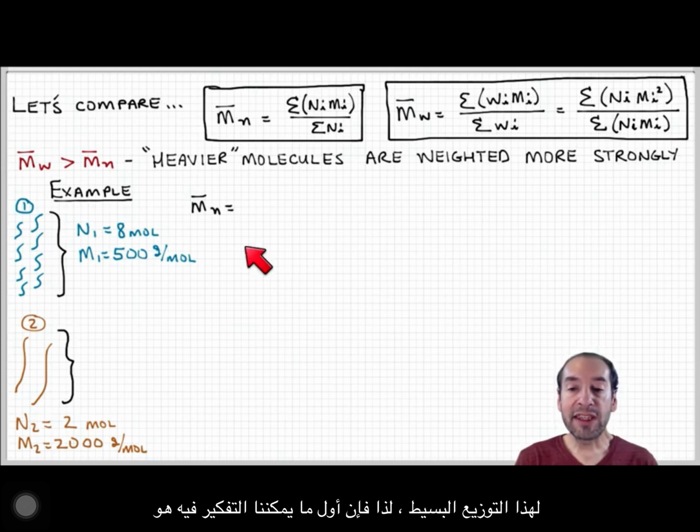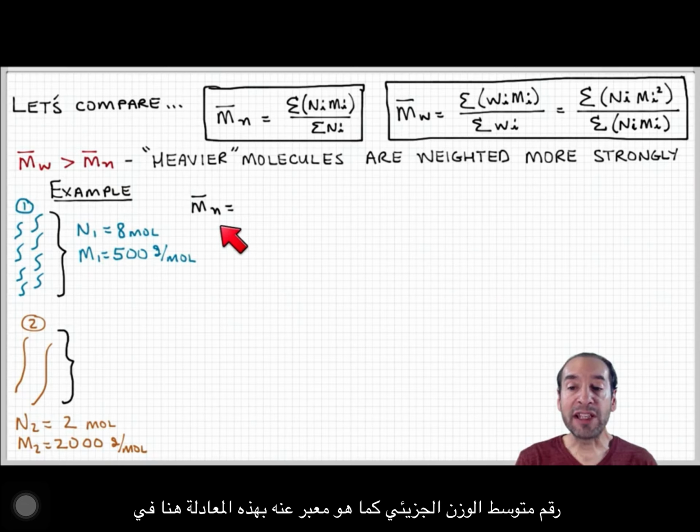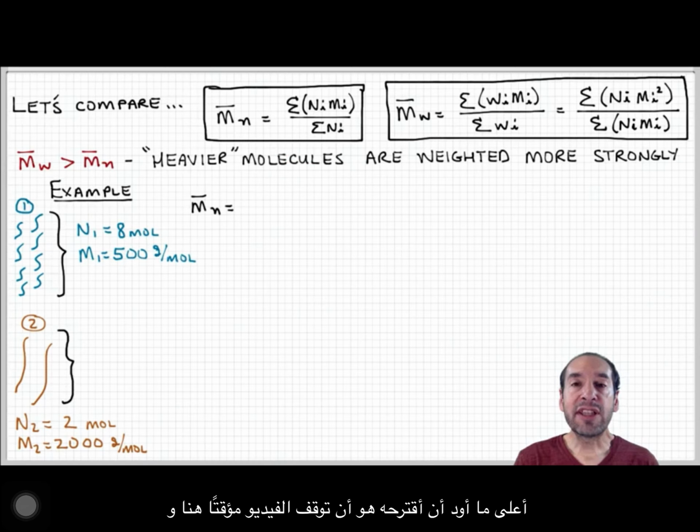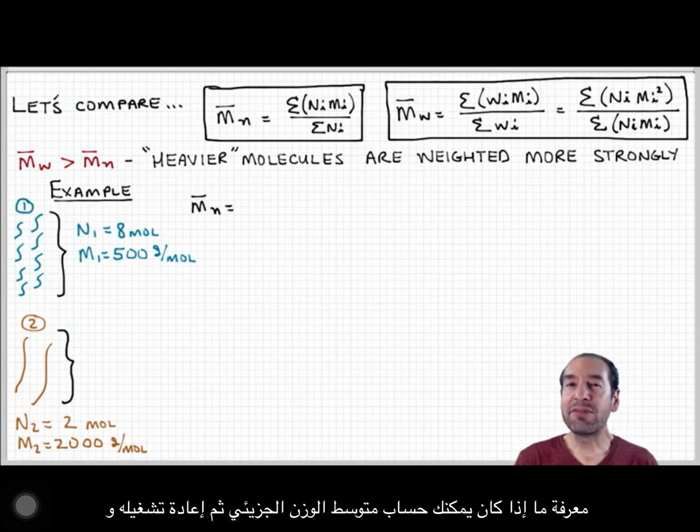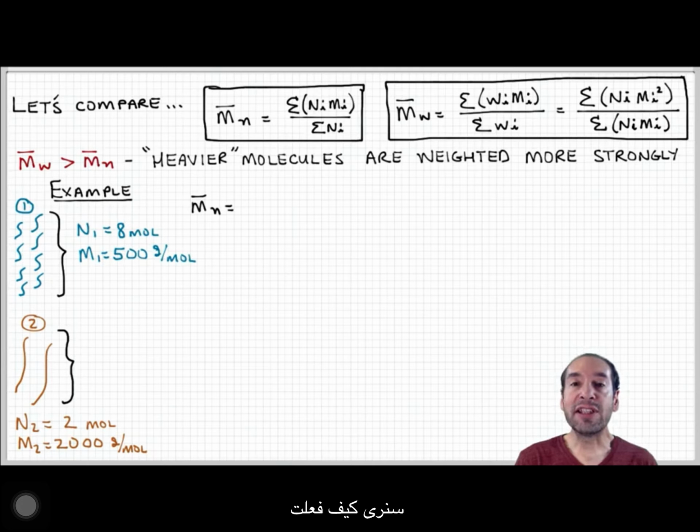So let's see what we would calculate for molecular weight averages for this simple distribution. The first one we can think about is the number average molecular weight as expressed by this equation here at the top. So what I would like to suggest is that you pause the video right here and see if you can calculate this molecular weight average, and then restart it and we'll see how you did.